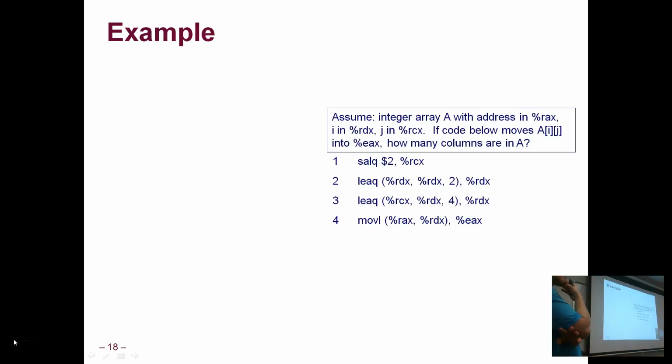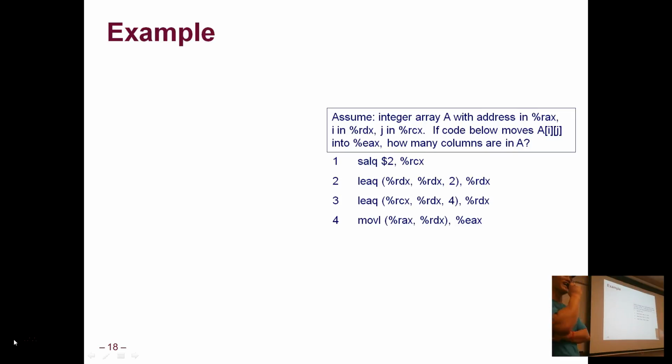Okay, so assume we have an integer array A. Its address is in RAX. It's got an index I in RDX, an index J in RCX, and the code below moves A of IJ eventually into EAX. That's what this instruction does. Based on this assembly, derive the number of columns that are in A.